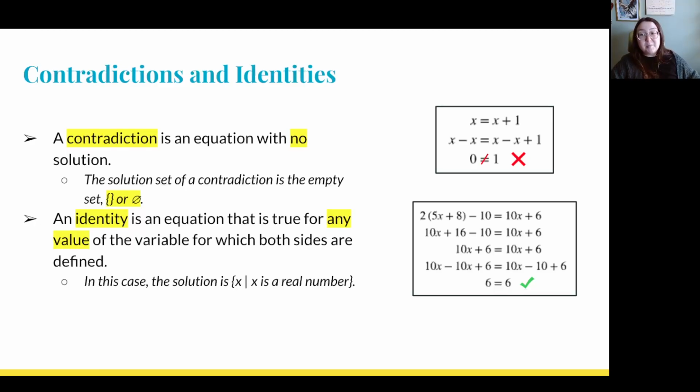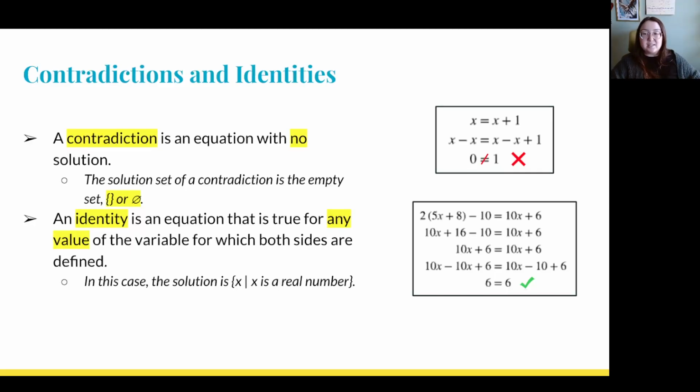That is a true statement, that is equal, but when we go to try to solve, we see some things cancel. So if we want to bring all of our x terms over to the left, we could subtract 10x from both sides, but once we do that, 10x minus 10x is 0, which leaves us with a 6 on the left, and 10x minus 10x on the right leaves us with a 0 plus 6 as well, and we end up with the solution 6 equals 6. That is true. 6 does equal 6, so that is an identity.